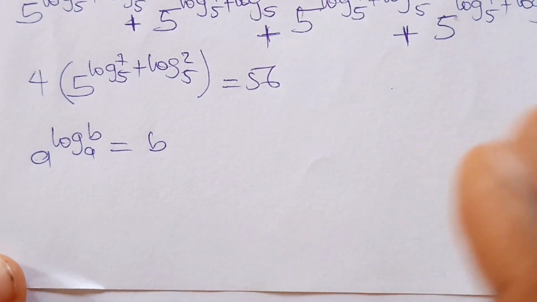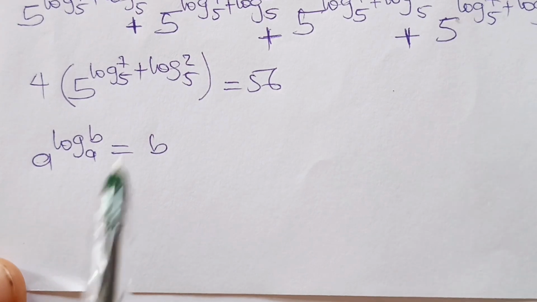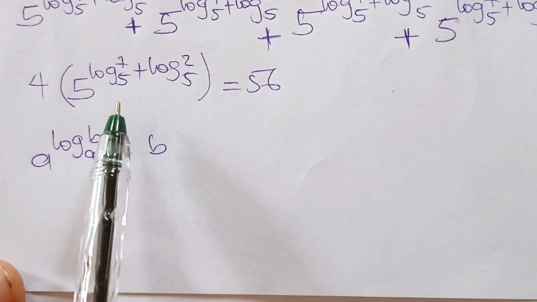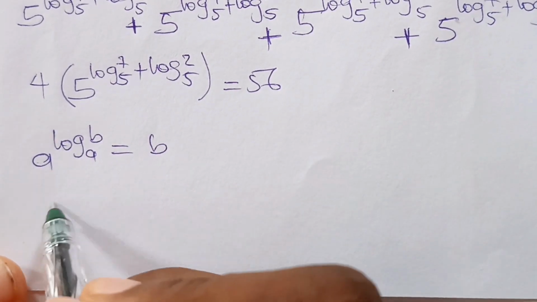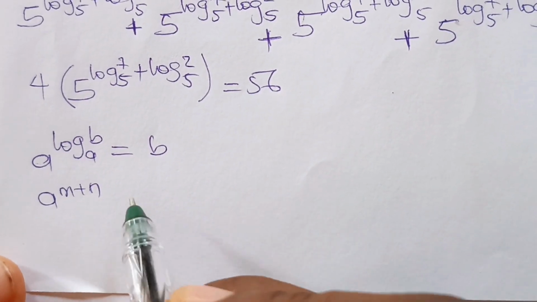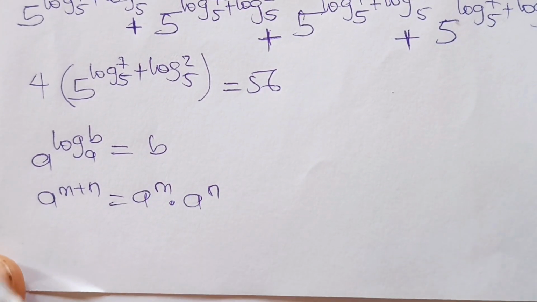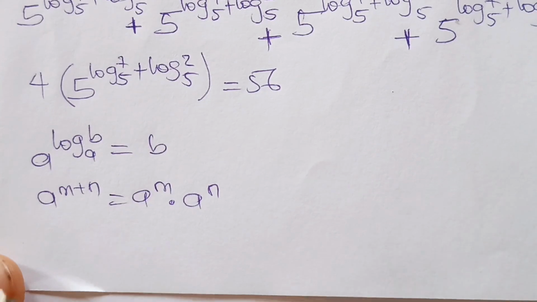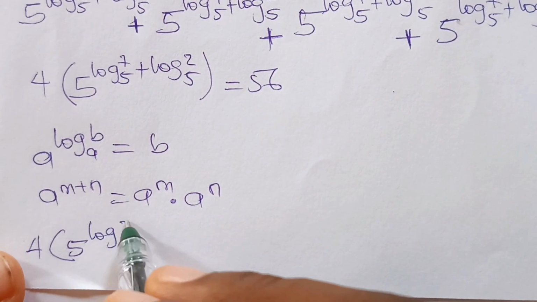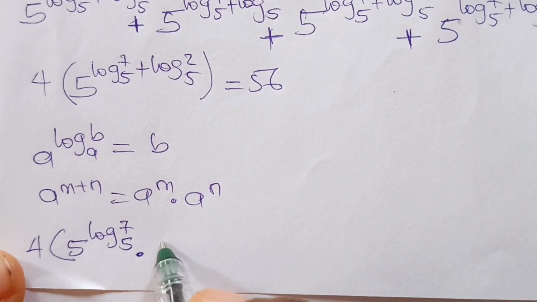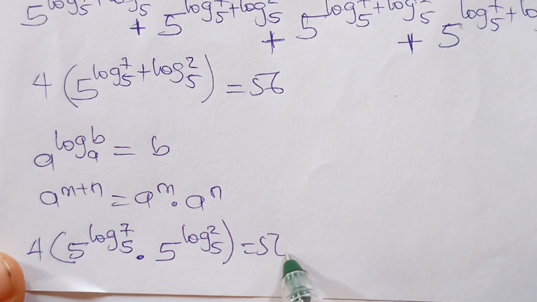But before that I want us to solve what we have in the bracket. Recall that a to the power of m plus n is equal to a to the power of m multiplied by a to the power of n. So that simply means that I can rewrite this as 4 brackets 5 to the power of log 7 base 5 multiplied by 5 to the power of log 2 base 5, is equal to 56.